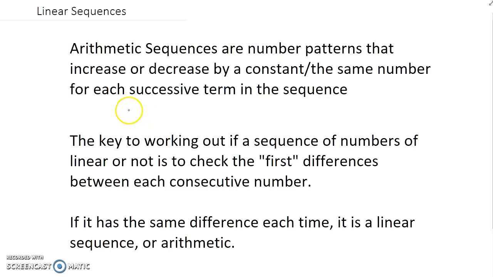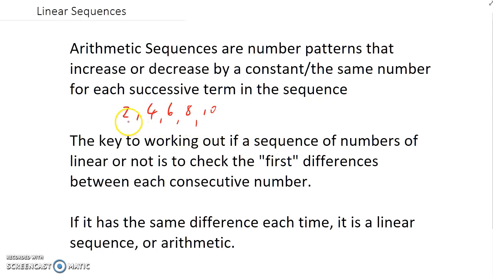For example, if I gave you the numbers 2, 4, 6, 8, 10, you can see that as we're going up each term, we're increasing the value by 2. So the increase is constant because each term is increasing by 2. The key thing with working out whether or not a sequence of numbers is linear is to check the first differences between each consecutive number.